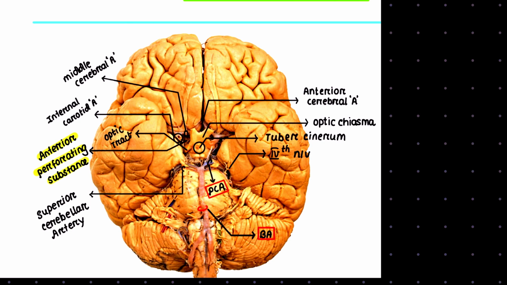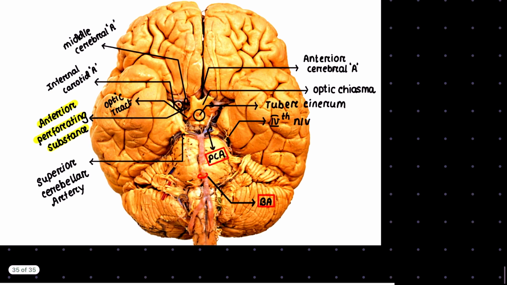Before getting into that, we need to understand what this is. This is our basilar artery. As it goes, this basilar artery divides into two branches. The above one is the posterior cerebral artery, and the below one is the superior cerebellar artery. Between these, the third and fourth cranial nerves are present.